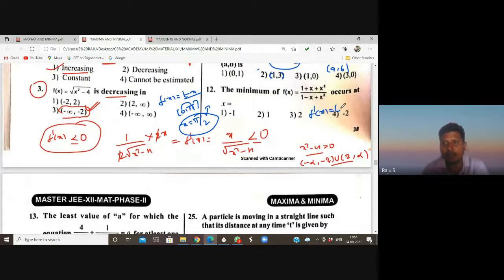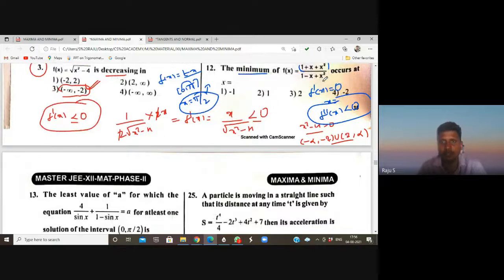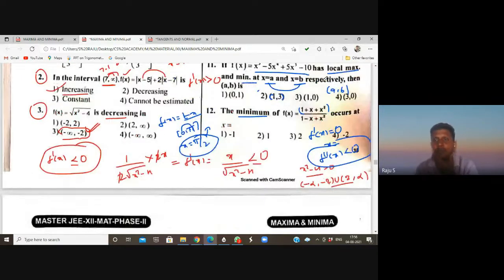Find f dash of x, equating to 0. We are going to get critical values. You can find f double dash of x. So minimum means lesser than 0. At what point? That we have to check. Okay, differentiate with the help of u by v rule. U by v. Is it clear, students? U by v rule.